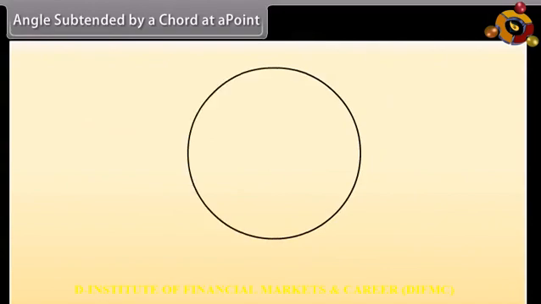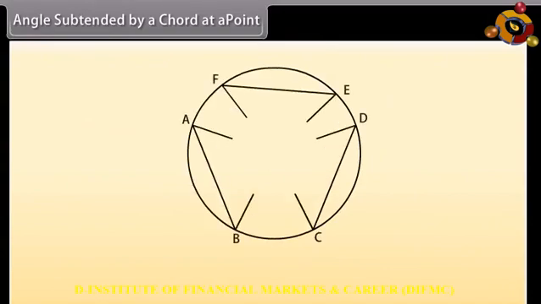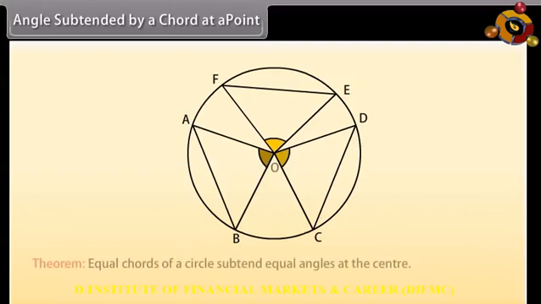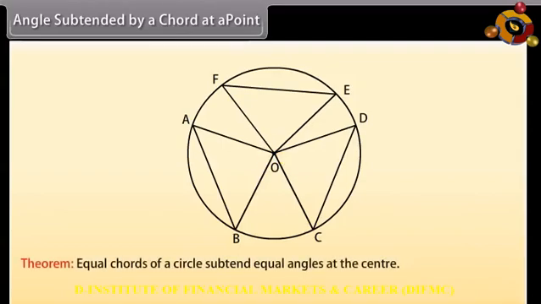If we draw two or more equal chords of a circle and measure the angles subtended by them at the center, then we will find that the angles subtended by them at the center are equal. This relation gives us the theorem which says that equal chords of a circle subtend equal angles at the center.